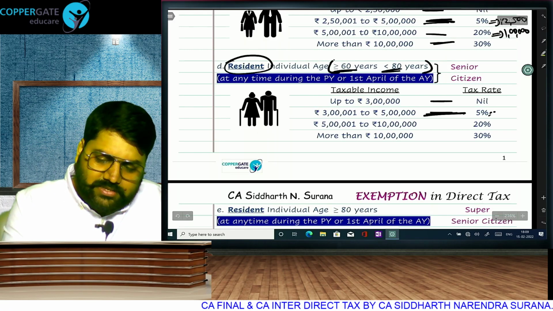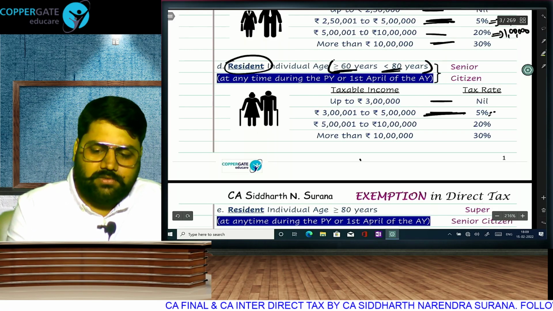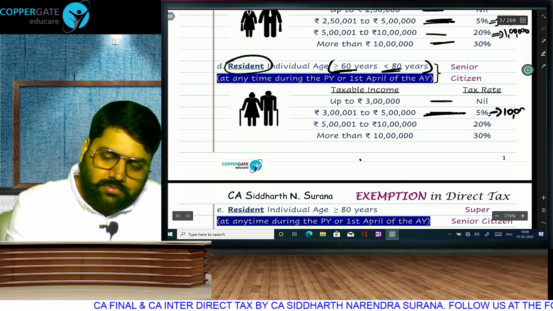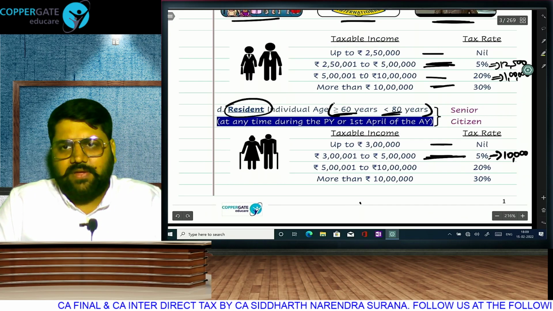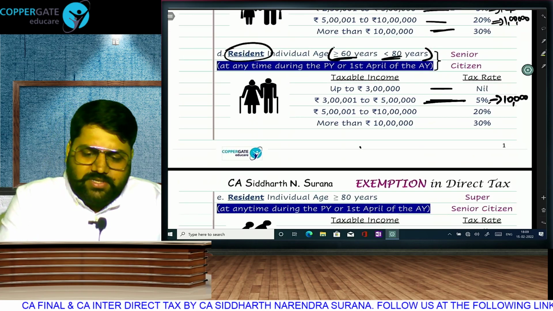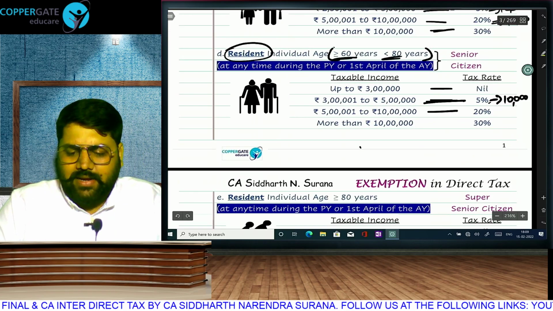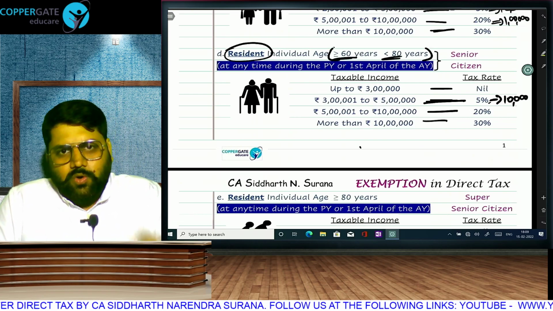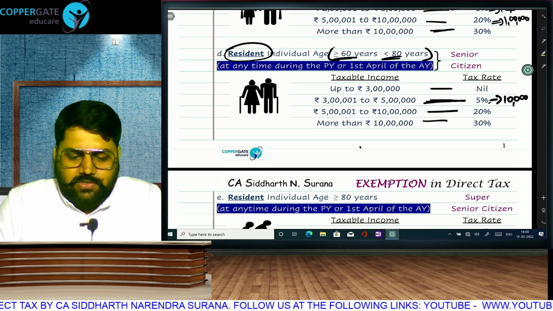The tax in this slab is only going to be rupees 10,000, and that's the change. Here it is 12,500, here it is going to be only 10,000. The rest is same. From 5 lakh to 10 lakh it will be 20%, and after 10 lakh it will be 30%. So the only change is basic exemption increases to 3 lakh rupees.